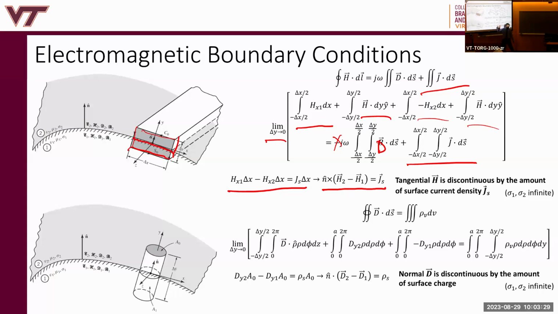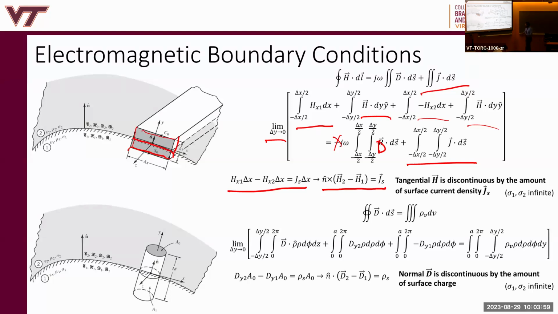This reads in the following way. If I have a surface current density at some interface, the tangential H field must be discontinuous by that amount. That's what this equal sign means: surface current means discontinuity in H. Conversely, if I have a discontinuity in H, then there must be a surface current density present to support that discontinuity. All right? Tangential H is discontinuous due to surface currents.